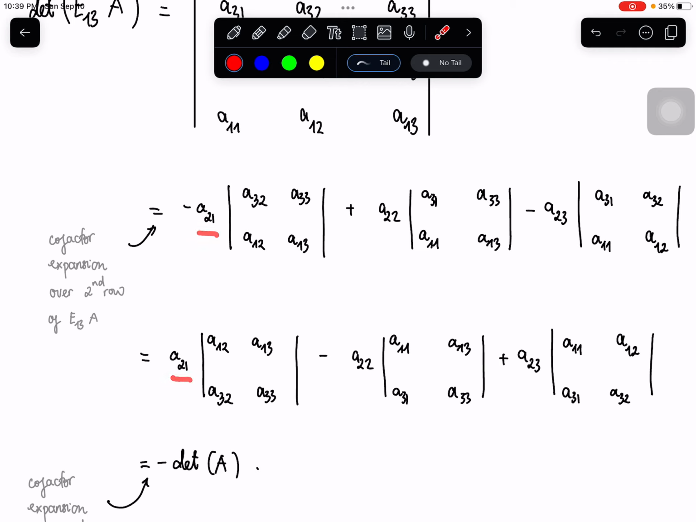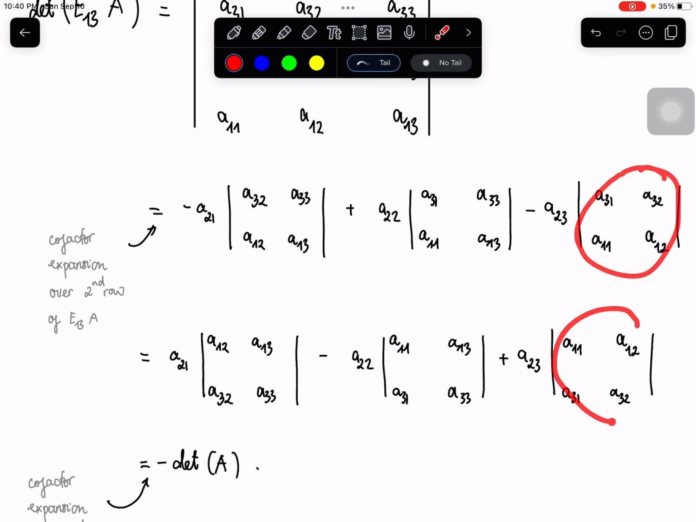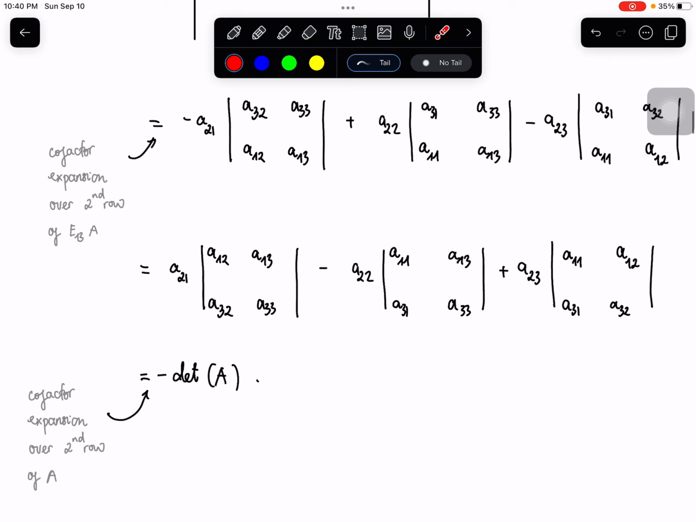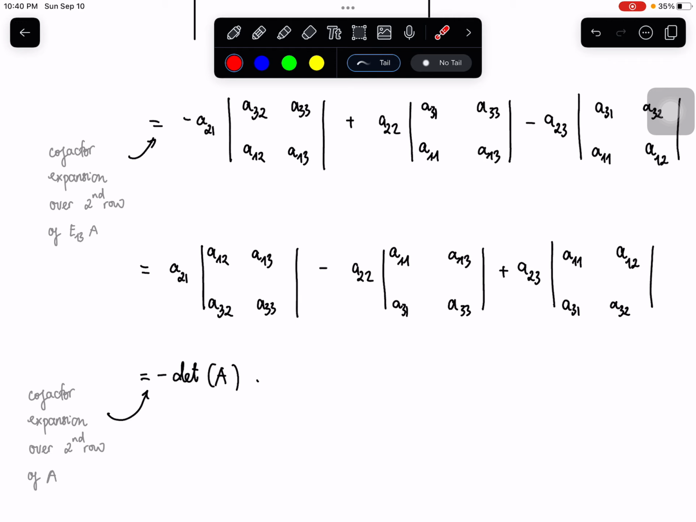A21 keeps the same. We do the same thing: exchange two rows of this matrix, and because of what we showed before for 2 by 2 matrices, if we exchange two rows, the determinant changes sign, so plus now becomes minus. The same thing happens here: we exchange two rows of the 2 by 2 matrix, the determinant changes sign, and minus becomes plus. And here, by cofactor expansion over the second row of matrix A, the original matrix, this one is in fact minus the determinant of A.